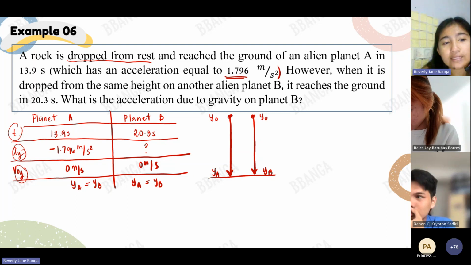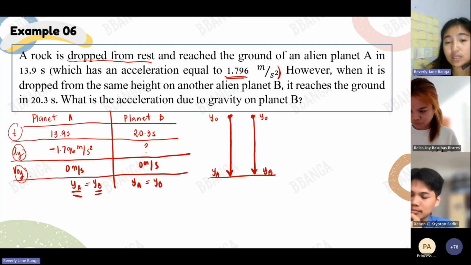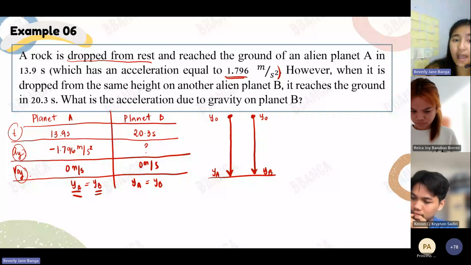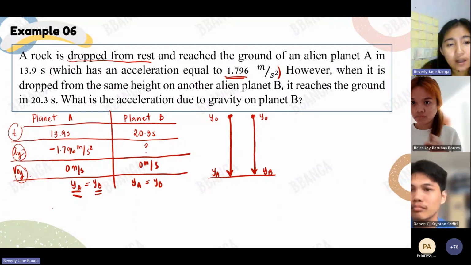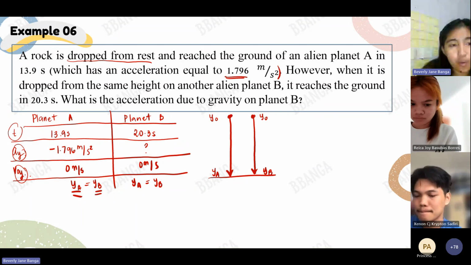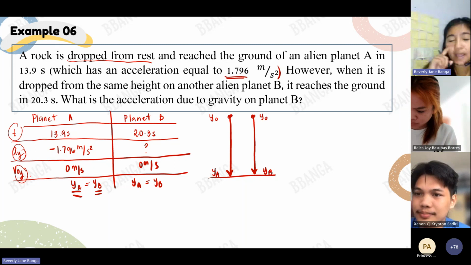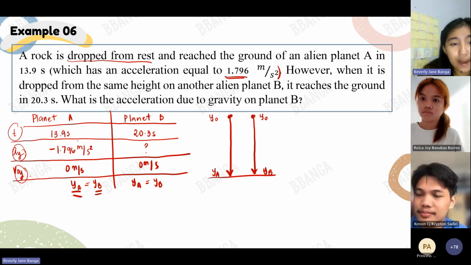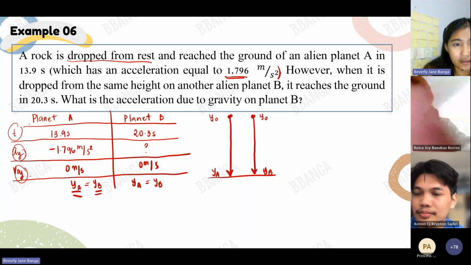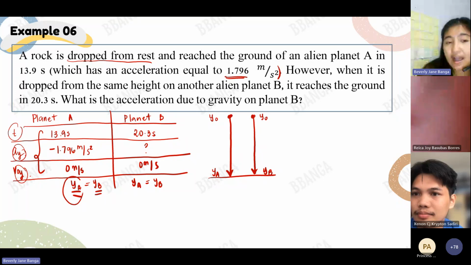Now, we need to take note, class, na ang parameters na meron tayo ay T, AY, VOY, and alam natin na equal si YA with YB. So, provided na meron kang Y, VOY, AY, and T, ibig sabihin ang gagamitin nating equation dito ay yung third equation of motion natin. So, alam natin, class, na kompleto yung kay planet A. Meron kang tatlong given, may isa kang unknown.